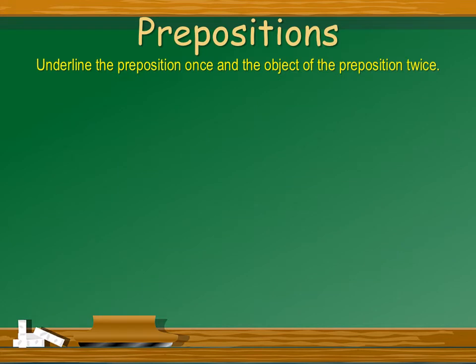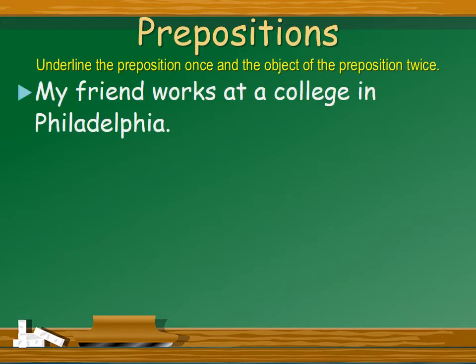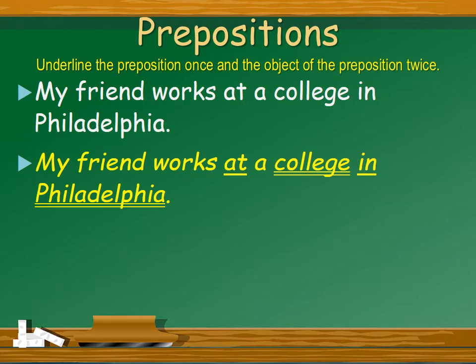Let's see. Underline the preposition once and the object of the preposition twice. My friend works at a college in Philadelphia. Let's underline the preposition once. And what are those? And the object of the preposition twice. You may find one or two prepositions in a sentence. Look, we found prepositions at and in, and the objects college and Philadelphia.